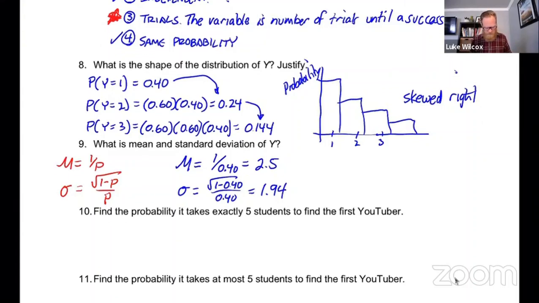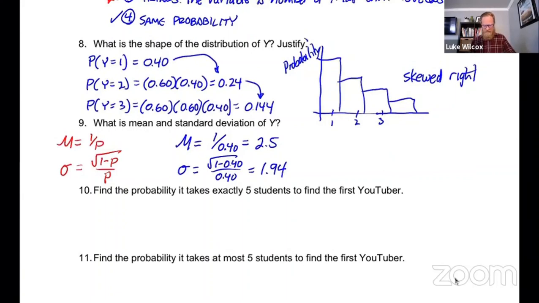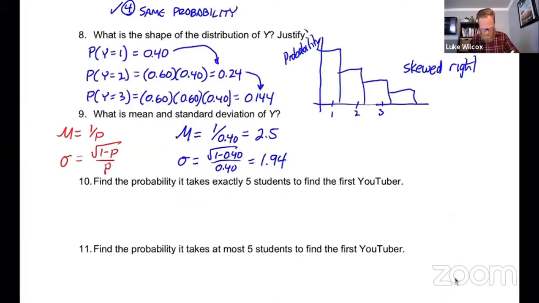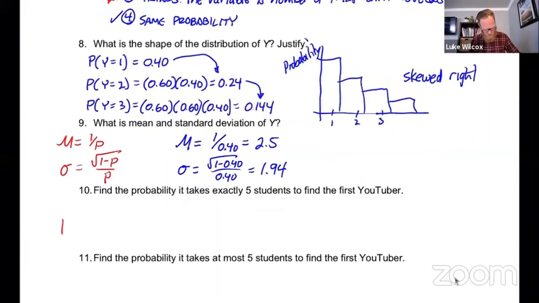Okay, up next, find the probability that it takes exactly 5 students to find the first YouTuber. Well, once again, our formula sheet here actually has the formula, although I think we were just about to arrive at this formula in the activity. But let's go ahead and record it. The probability of getting X trials until the first success is 1 minus p, which by the way is the probability of failure, raised to the X minus 1. That's actually how many failures. And then it's going to be followed by 1 success, right?